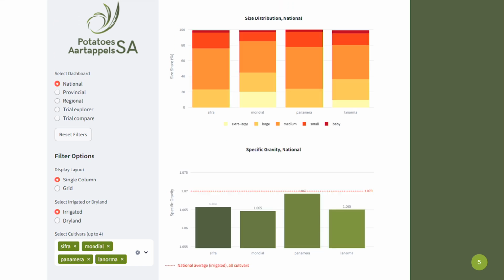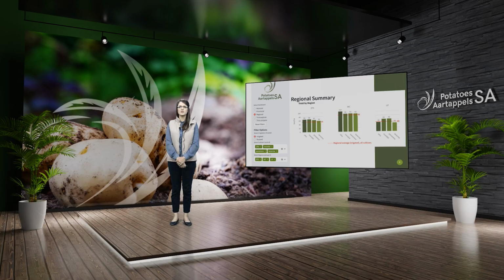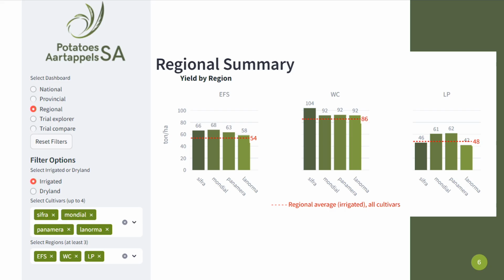After that, we also have a graph illustrating size distribution of these cultivars and SG, the specific gravity, as well as a national average of all cultivars. The next example is a regional summary. I chose 3 regions, the Eastern Free State, Western Cape and Limpopo, with the same 4 cultivars.